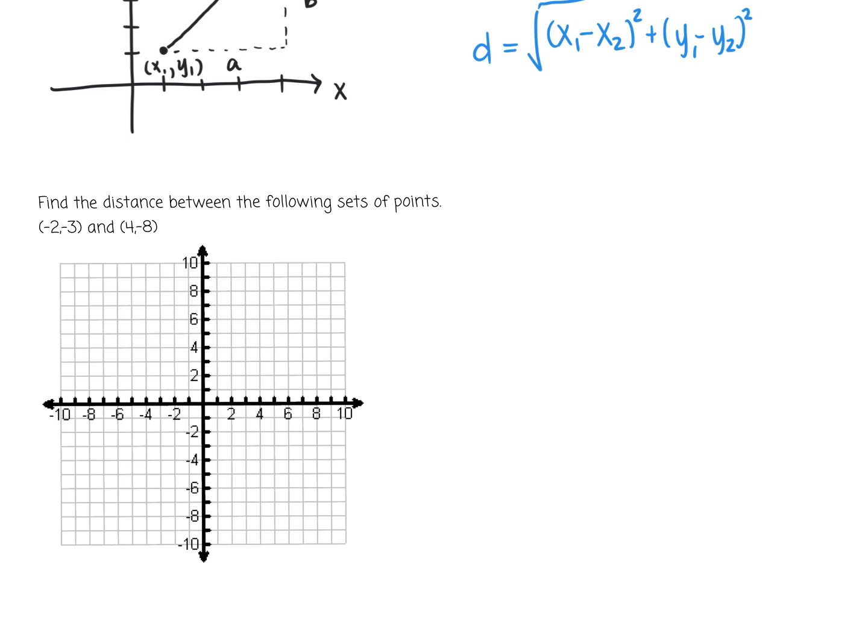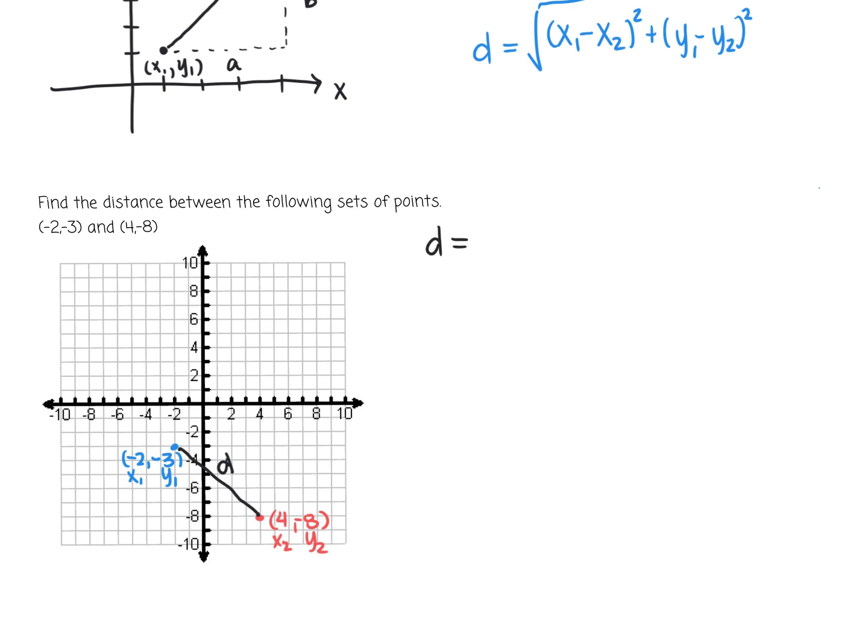So I want to find the distance between the points -2, -3 and 4, -8. I'm going to go ahead, and it doesn't matter which point you choose to be x1, y1, and which point you choose to be x2, y2. I'm going to choose the first point as x1, y1, and my second point as x2, y2. And I'm trying to find my distance d between those 2 points.